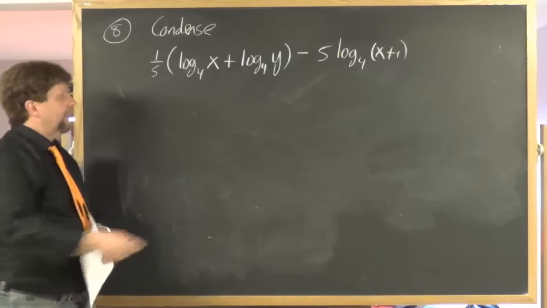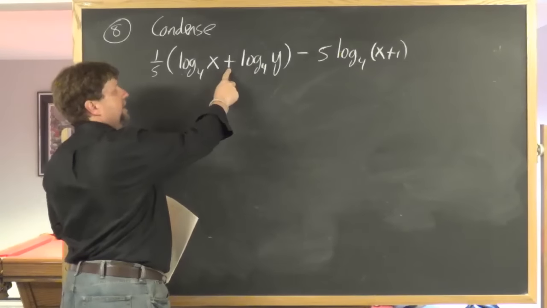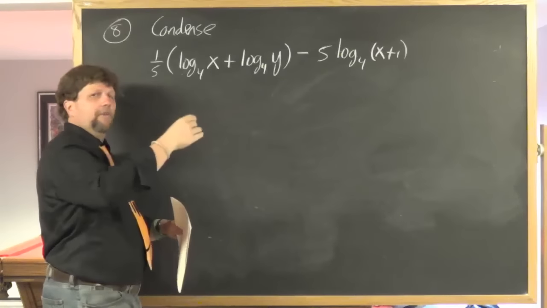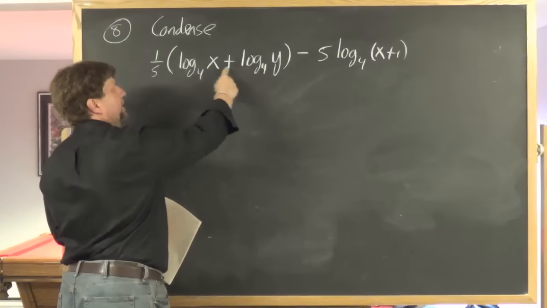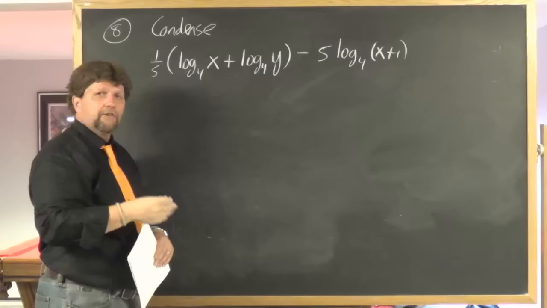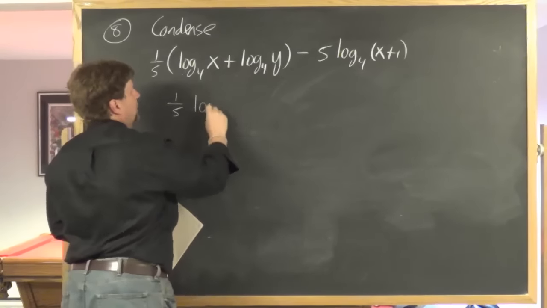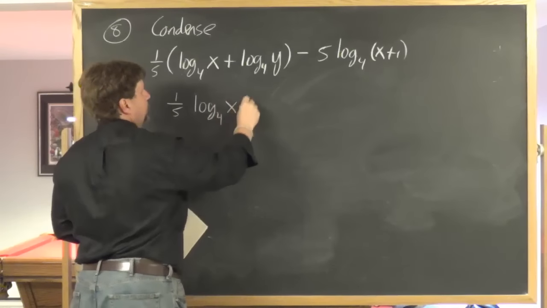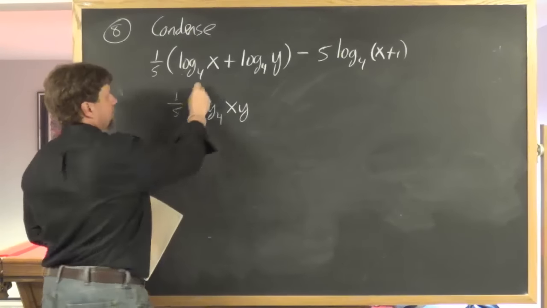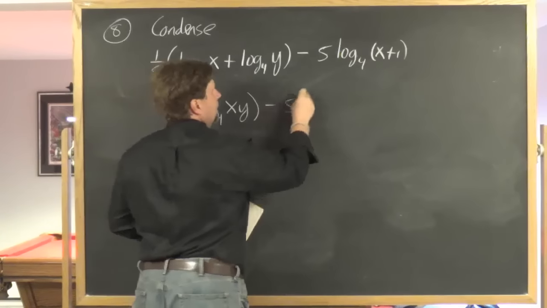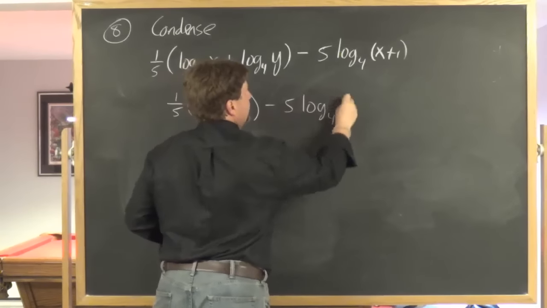Oh boy, I guess the first thing I would notice is I have an addition in here. So there's a law of logarithms that says I could rewrite this addition statement as multiplication. So let me take care of that. That would be 1/5 log base 4 of x times y. And I can't do anything here yet.